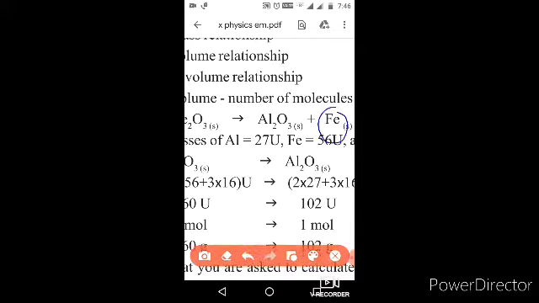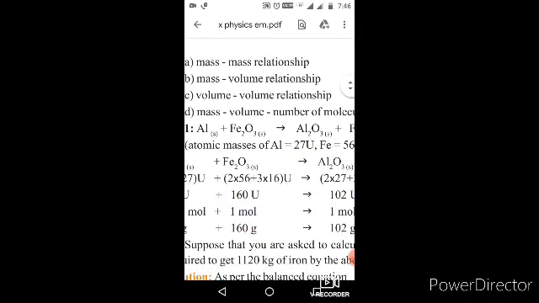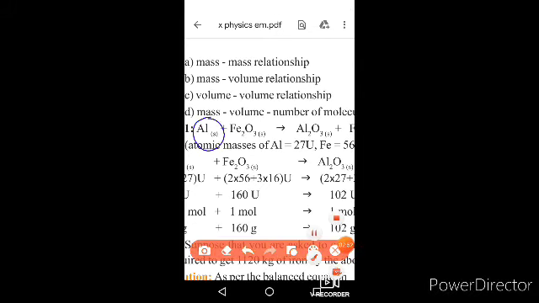So in this reaction, how much mass of the aluminium should we add? Then only we will get iron. How much iron will we get? So first we should balance the equation.